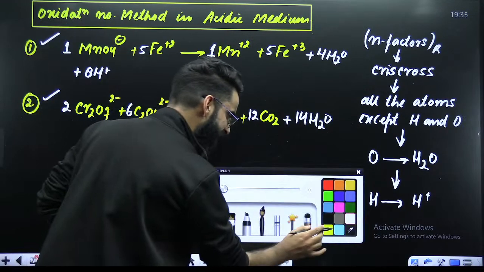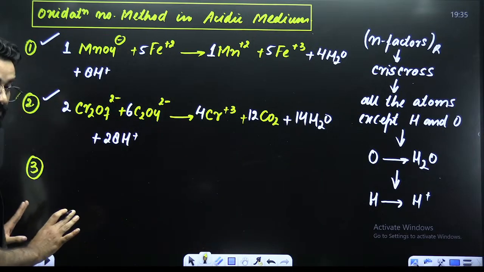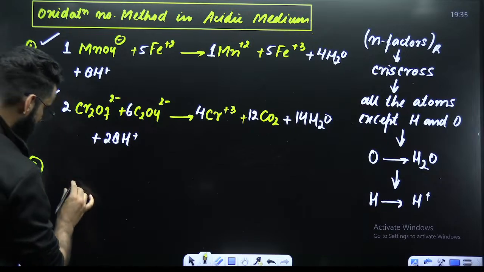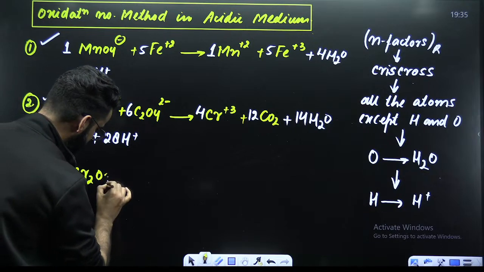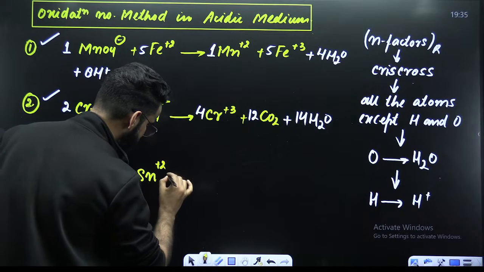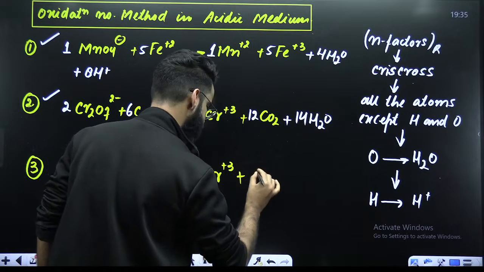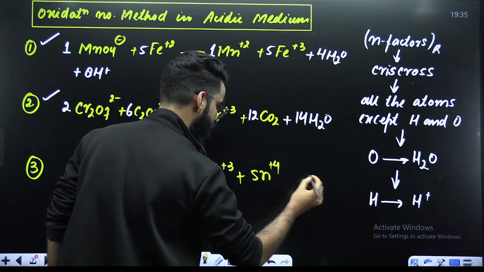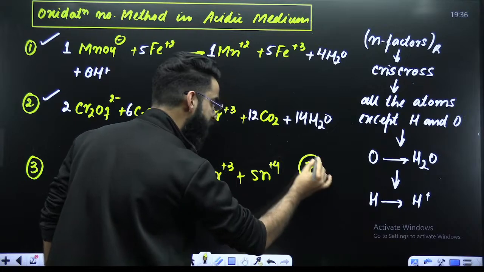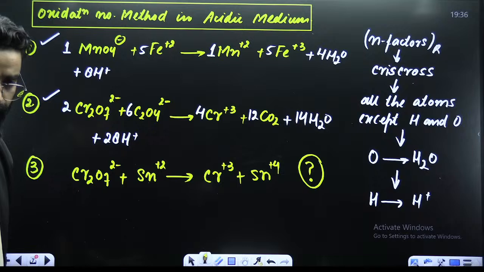Perfect. One homework I'll be giving you, and you'll try it afterwards. One homework question. The procedure is completely the same. Let's say the reaction is Cr2O7 2- plus Sn 2+. It gives Cr 3+ plus Sn 4+. You are going to balance this reaction on your own afterwards, not now. Afterwards, once the session ends. Okay?